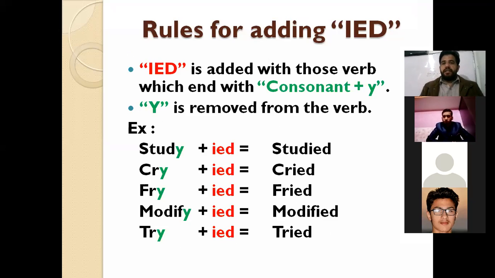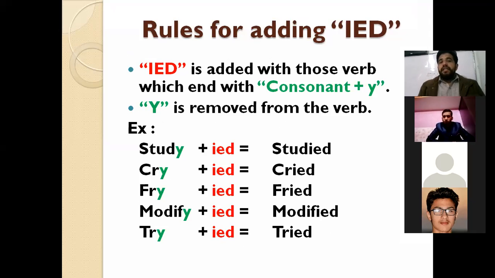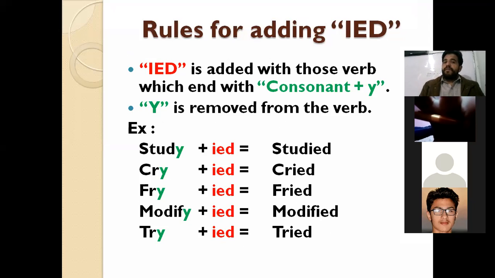Likewise, we also have here rules for adding IED. IED is added with those verbs which end with consonant plus Y. When the verb ends with a consonant and then at the end there is Y, you will remove that Y and you will add IED.